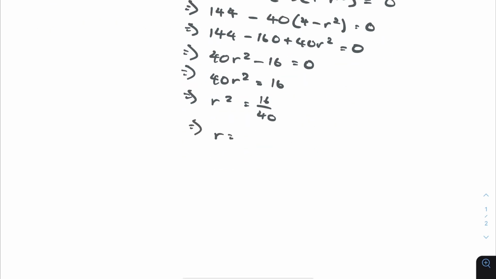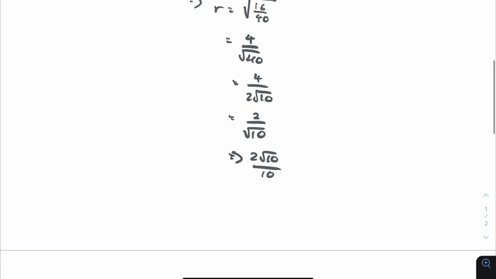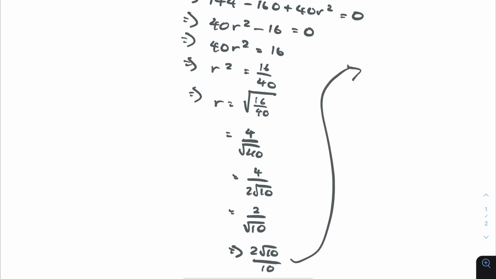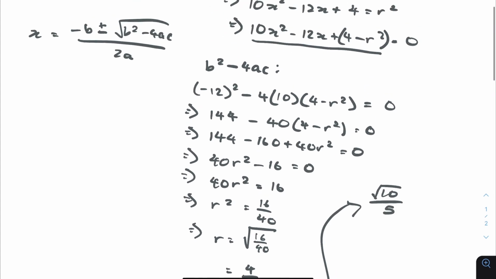So r is equal to root 16 over 40, which is equal to 4 over root 40, which is equal to 4 over 2 root 10, which is equal to 2 over root 10, and let's rationalize. That gives us 2 root 10 over 10, which, we can cancel this out to give 5. So that gives us root 10 over 5. So r is equal to root 10 over 5, but we're not done there because we have to find the range of possible values.